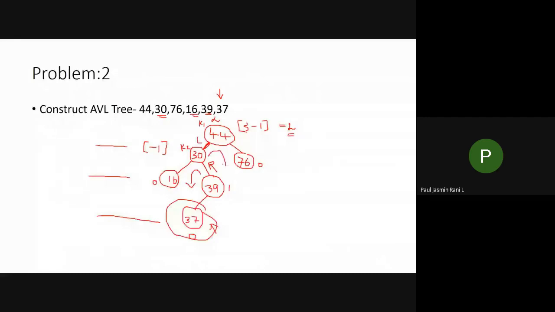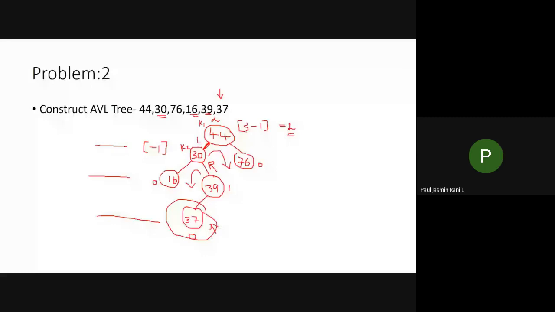Let's see the result of this one in our next class. I want you to try this one in your notebook. Can you follow this, the construction of your AVL tree? So when you get left to right, then you have to go for your double rotation, not your single rotation. Can you follow this one?